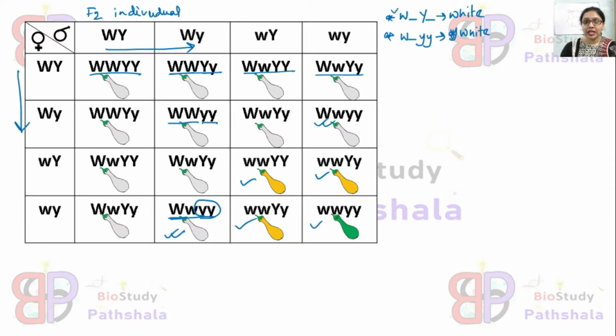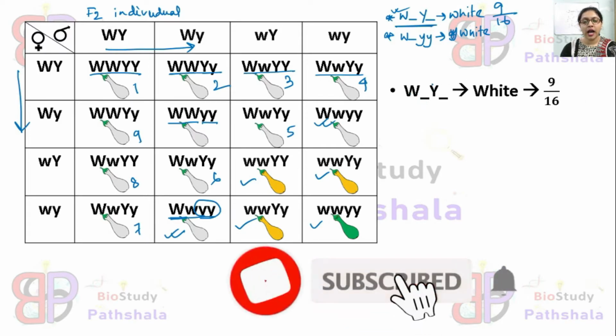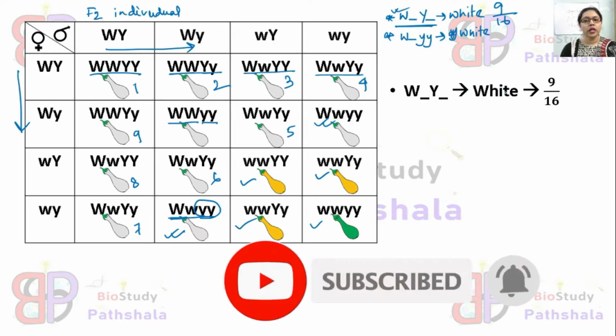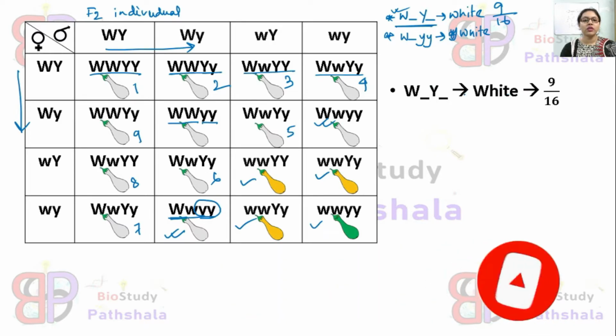So with this particular genotype, the number of individuals will be 9 out of 16. This one: 1, 2, 3, 4, 5, 6, 7, 8, 9. So with this particular genotype, the 9 individuals will show the white coloration. That means capital W dash, capital Y dash shows the white coloration, and the number of individuals with this particular genotype is 9 upon 16. That means 9 individuals among 16.